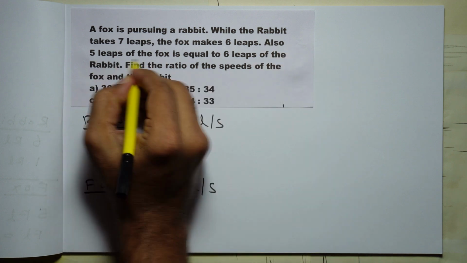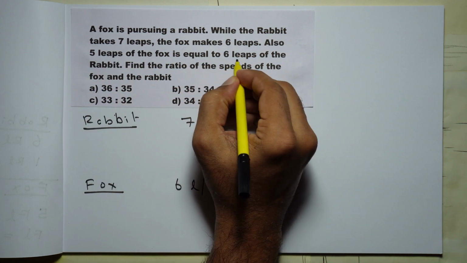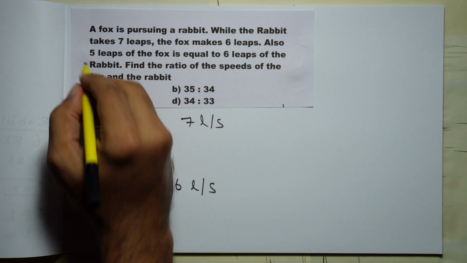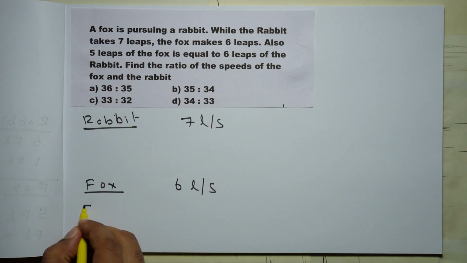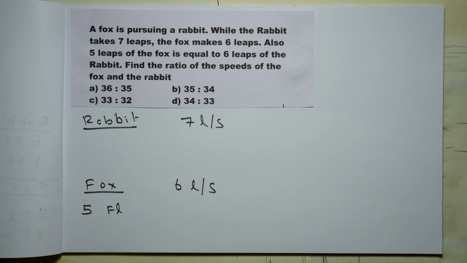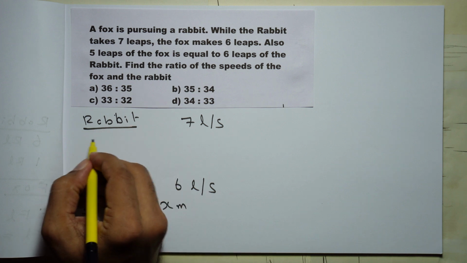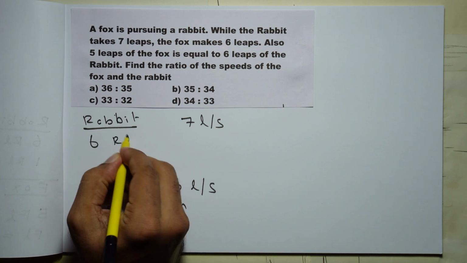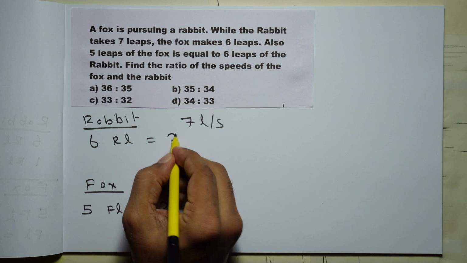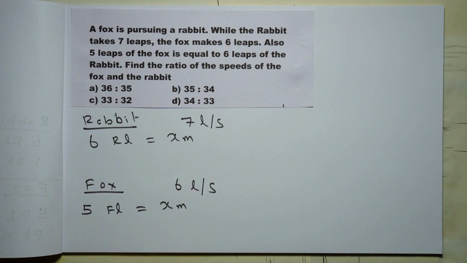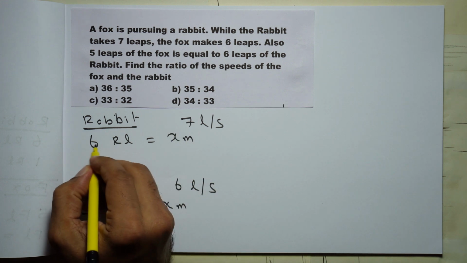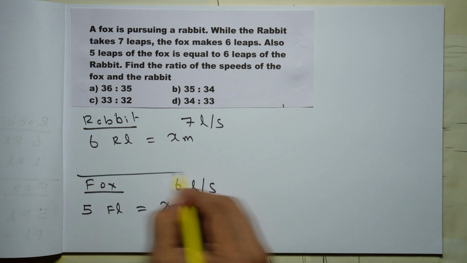Also, 5 leaps of the fox is equal to 6 leaps of the rabbit. Now 5 leaps of the fox should be equal to some value. So we will assume that 5 fox leaps is equal to x meters, and that is equal to 6 rabbit leaps. So 6 rabbit leaps should also be equal to x meters, so that they are both the same. So you can see 5 fox leaps is equal to 6 rabbit leaps.